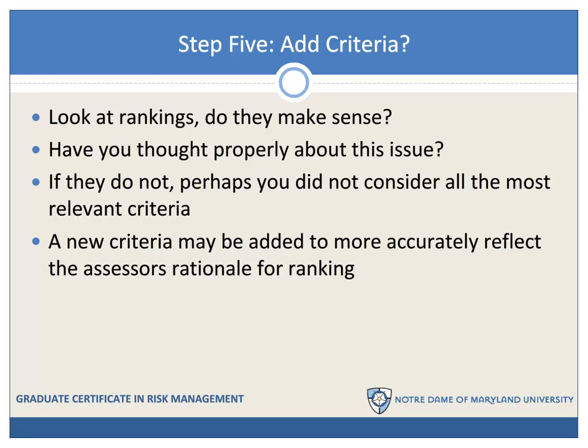In this example, suppose we're surprised that Jack Flash did not come up at the top of the list. Imagine that it's common knowledge that those gates are in the greatest need of repair. If that's the case, this might make us think that perhaps we didn't consider all the most relevant criteria. And then, in such a case, a new criterion might be added to more accurately reflect the assessor's rationale for the ranking. This is not a step inserted to allow you to change the model to get the answer you want. It's a step that enables you to review and improve the model if necessary before finalizing the rankings.